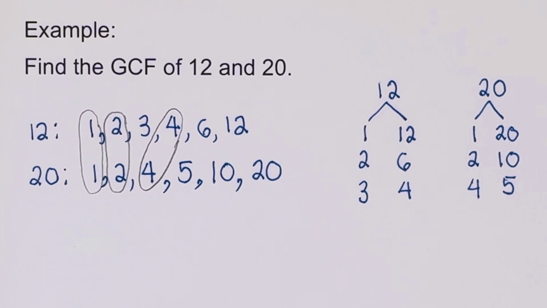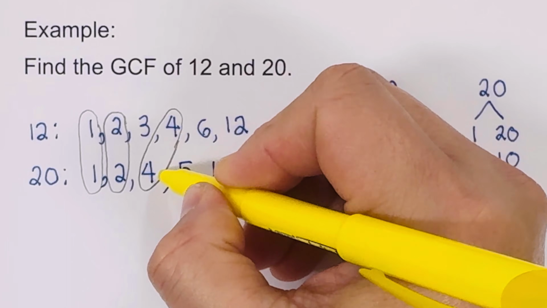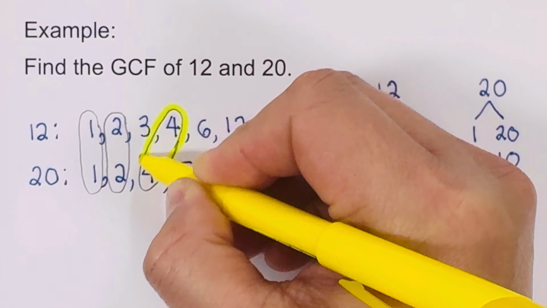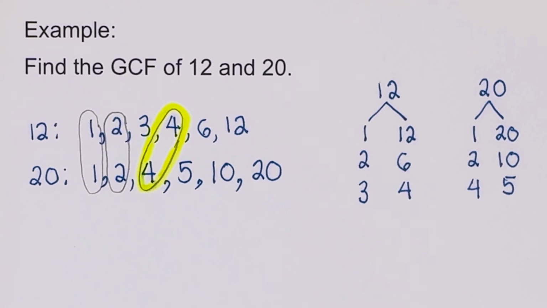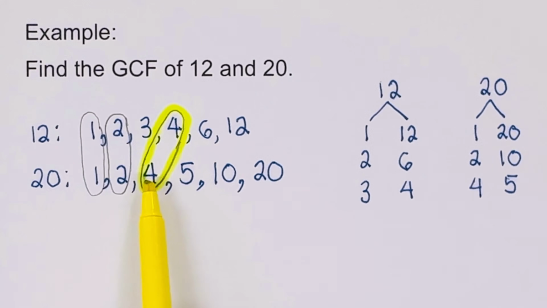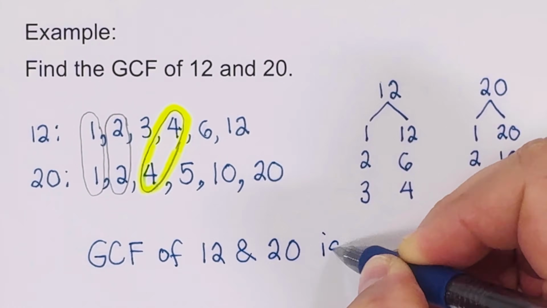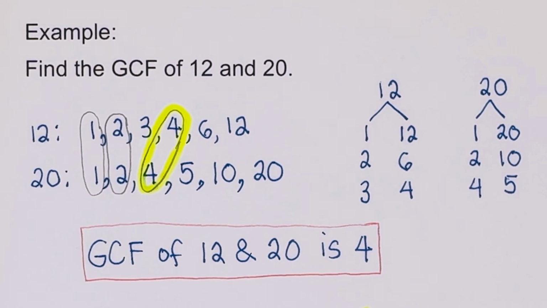Since greatest common factor is the biggest number among these common numbers here, we can therefore go ahead and say that 4 is the GCF of 12 and 20. The reason for that is 4 is the biggest of these three numbers. So I'm going to go ahead and write that down here. Now let's have another example.